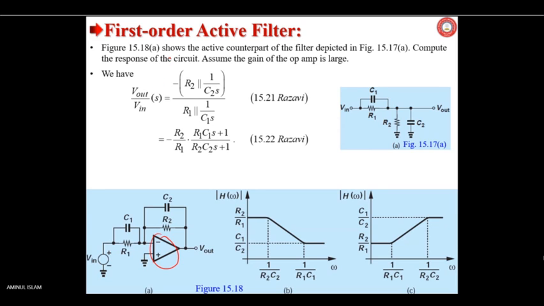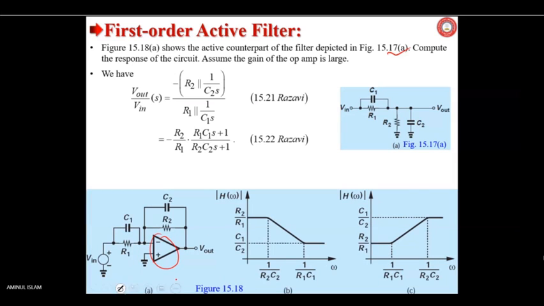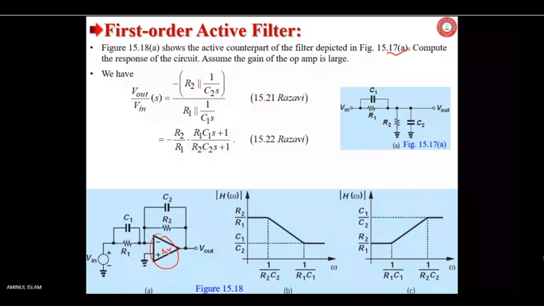This circuit in the figure shows the active version of the filter depicted in 15.17a. This one. Only thing you have added is an op-amp. Compute the response of the circuit. Assume the gain of the op-amp is large. Its gain A_V is considered to be very high, if not infinity, at least very high.